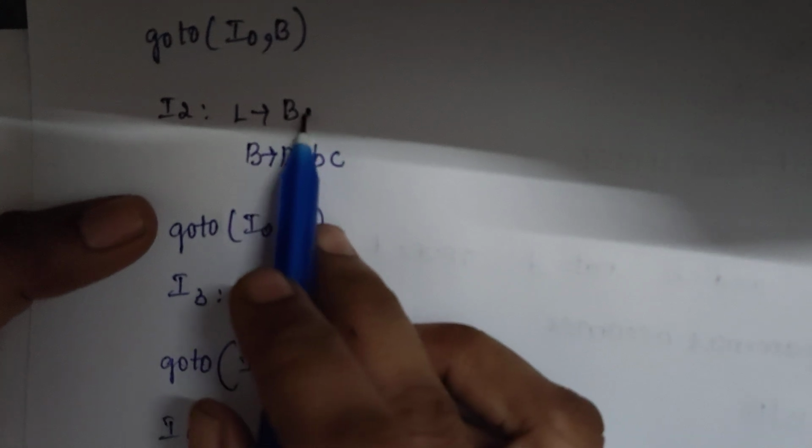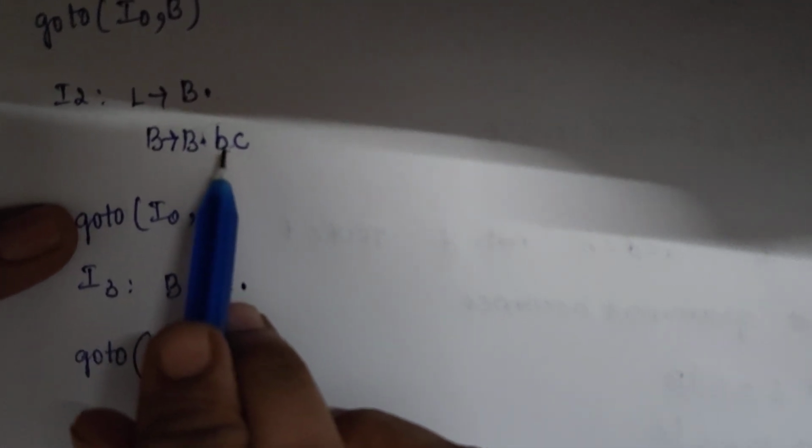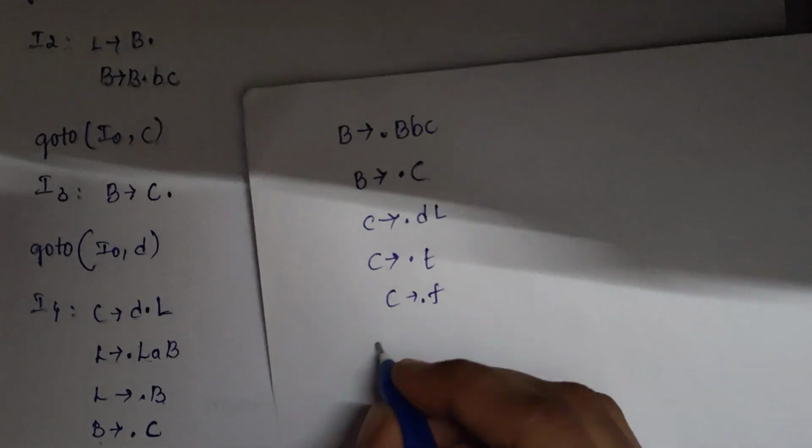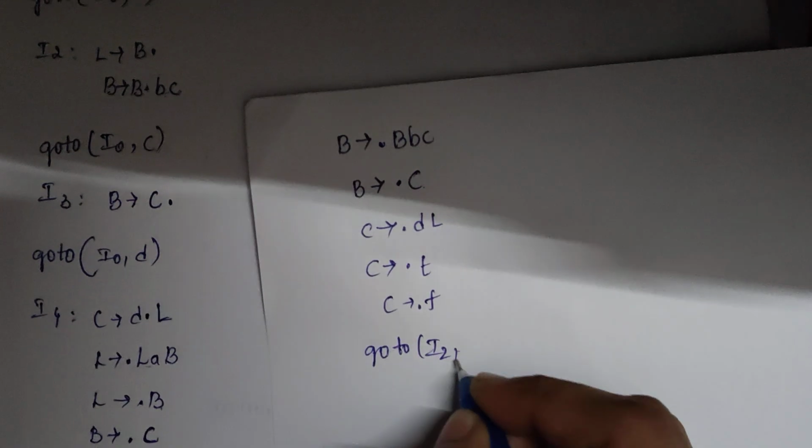Next go to I2. In I2 already here L produces B dot, means dot after B. Here the dot has reached the end, so we need not calculate for this one. But here the dot is following a terminal b, so we need to calculate for this. So this dot will be shifted here. So we'll get the predictions as, go to I2 comma B.